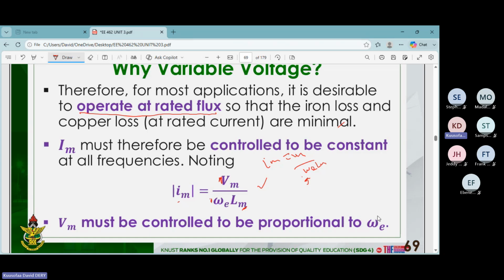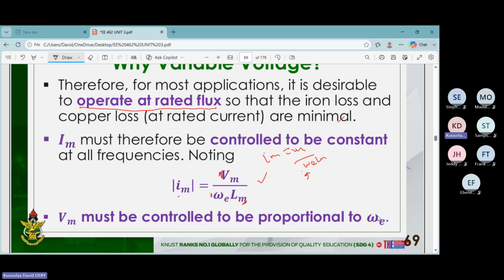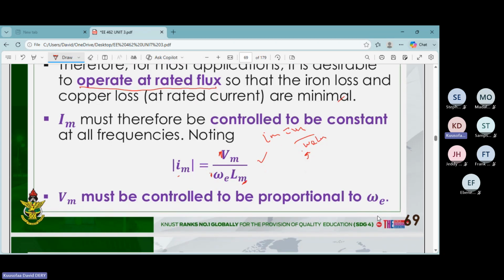So when you change the speed, that is the frequency, the Vm also changes by the same proportion so that Im will remain constant. So that's why we need a variable voltage. Because as you are changing the speed, definitely omega E will change. So you also want the Vm to change by the same proportion to keep Im constant, so that we can also operate the motor at the rated flux.